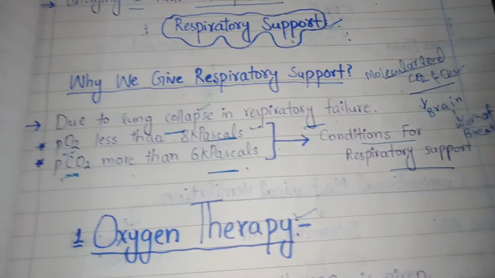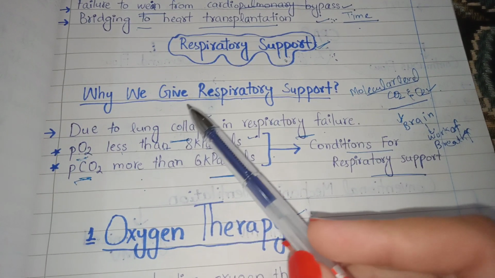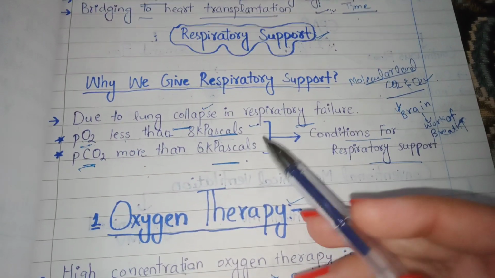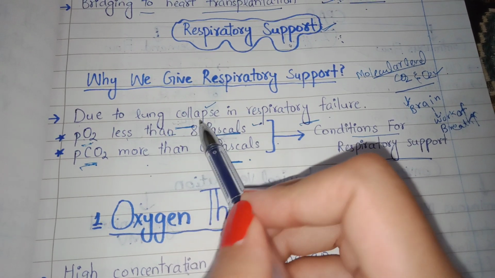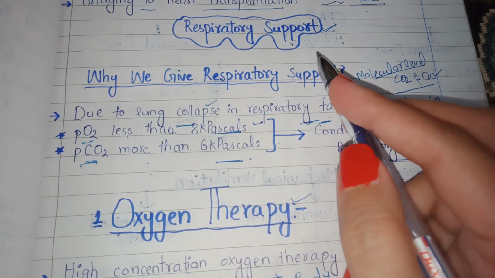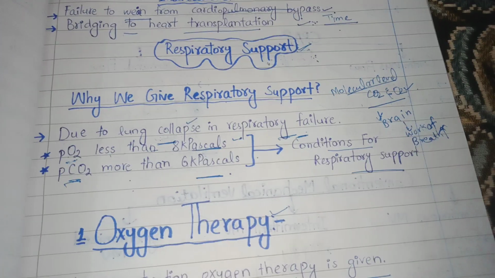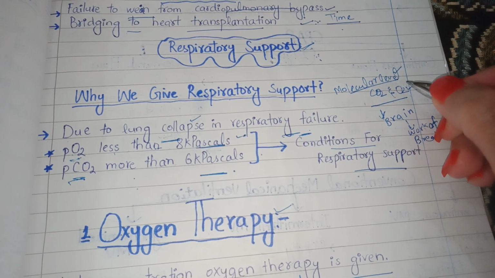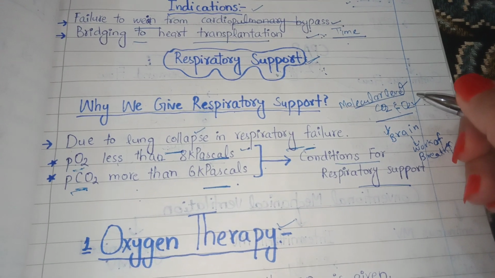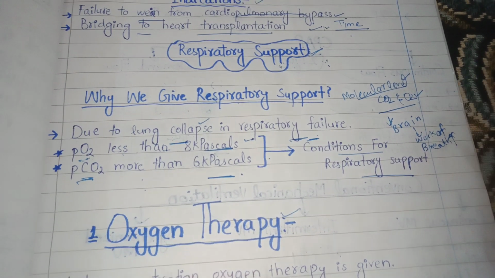Today we will discuss respiratory support. First of all, we will discuss why we give respiratory support to patients. First, if the patient's lungs have collapsed due to respiratory failure, then we will give the patient respiratory support. Secondly, if gaseous exchange is not occurring or is disturbed at the molecular level, then we will give respiratory support to the patients.